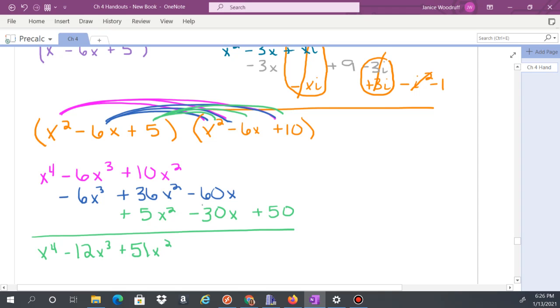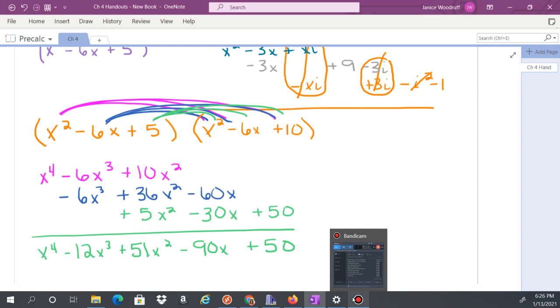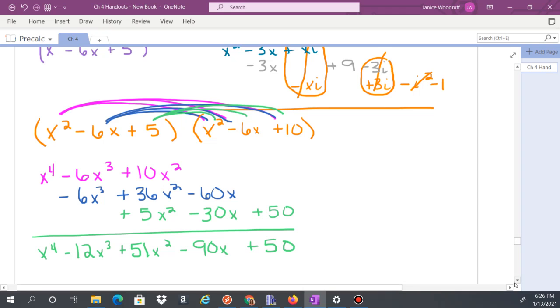X squared, it's going to be a negative 90x plus 50. And that's our function. Long problem. And it can be even longer. I have one more example here where it's longer. So these ones are a lot.